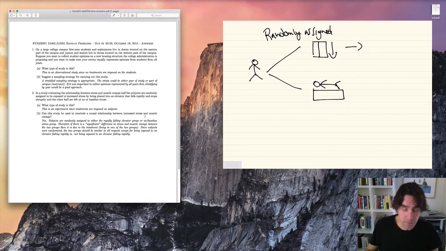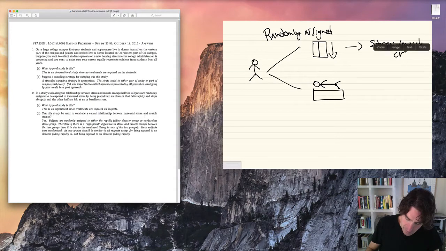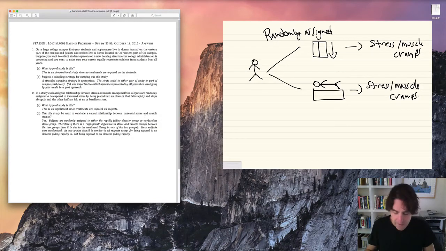there's a measurement taken about the amount of stress and muscle cramps. And these two groups here, so this group over here, let's call it group A, and this one, let's call it group B.